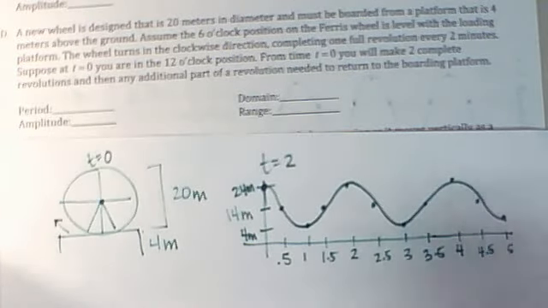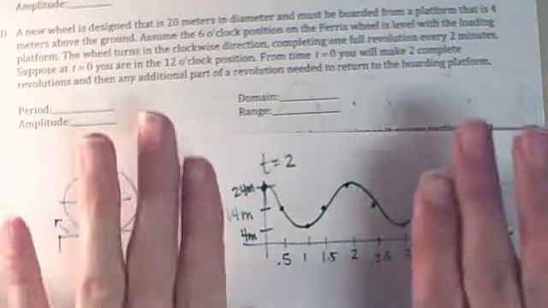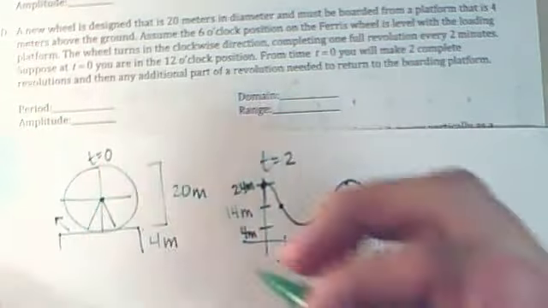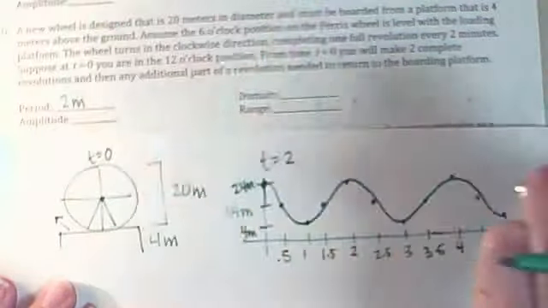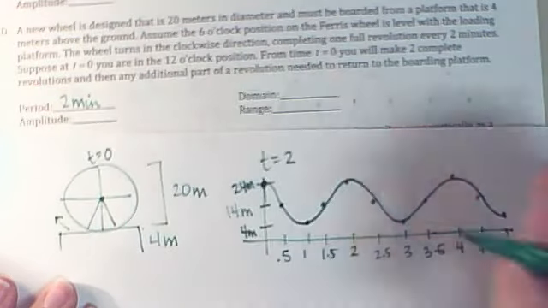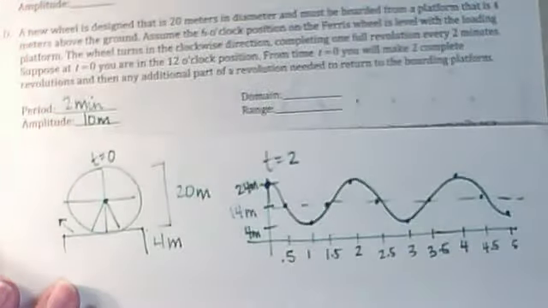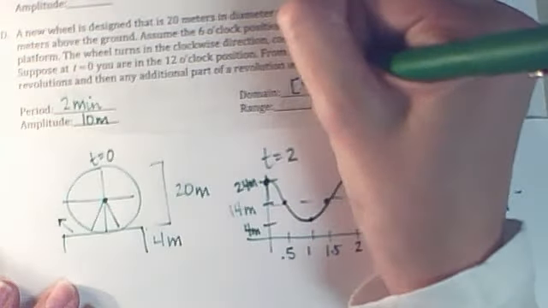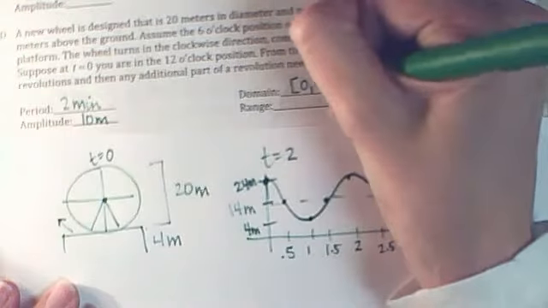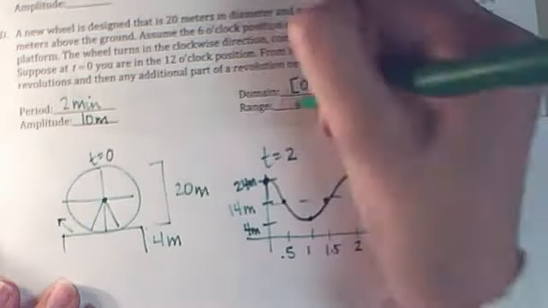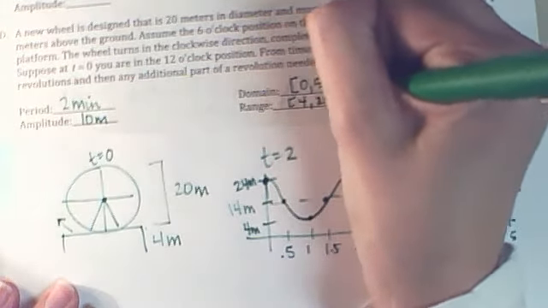My period, how long did it take to complete 1 revolution? To get back to the starting point, it took me 2 minutes. My amplitude, so that's the distance from the middle to the top or the middle to the bottom, that would be 10 meters. My domain is from 0 minutes to 5 minutes. And my range is from 4 meters to 24 meters.